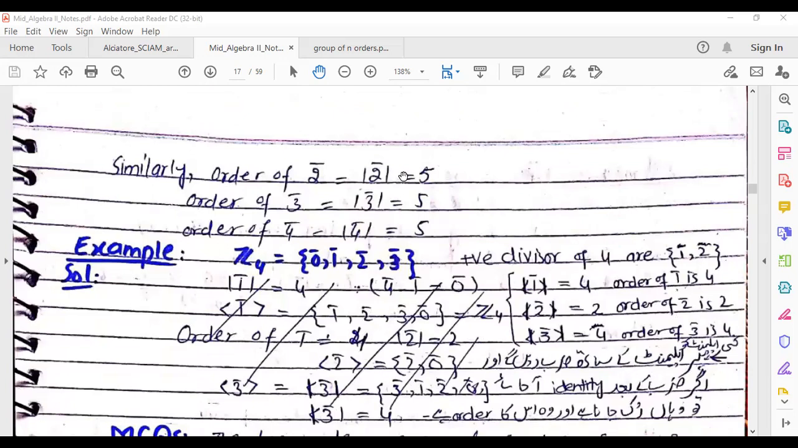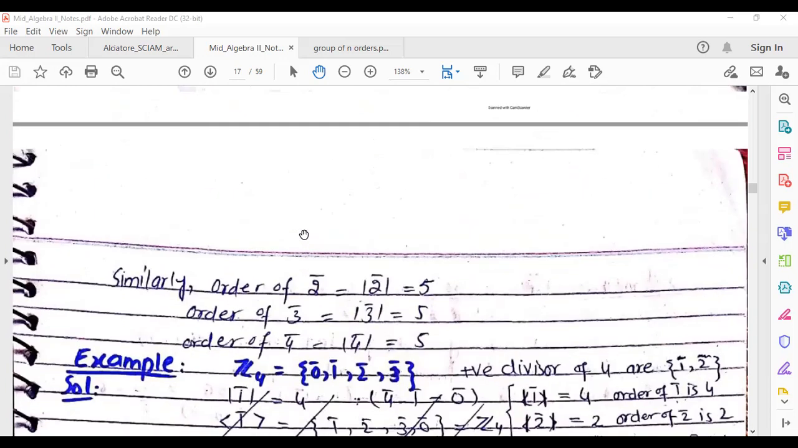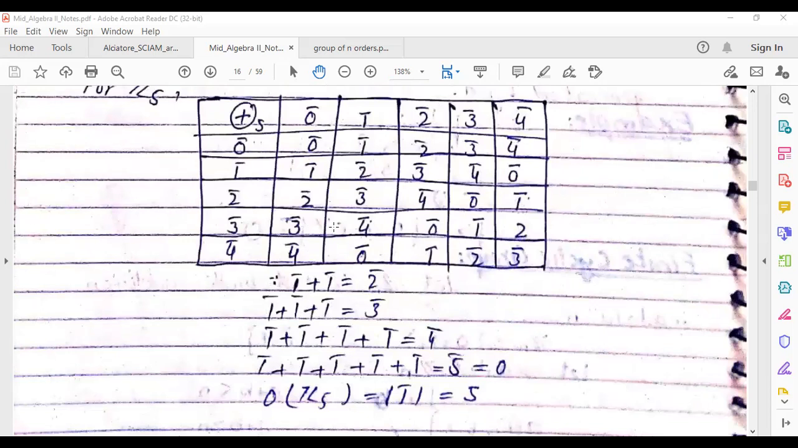Similarly, the order of 2 is equal to 5, the order of 3 is equal to 3, and the order of 4. How do you estimate the order of each element? For example, I will tell you how we calculate the order of each element. After reading the definition of a group, cyclic group, abelian group and some properties of the group, we see two definitions: order of the group and order of the element. The order of the group is simple: the number of elements in the group is the order of the group. But the order of an element is a little bit more difficult than the other.